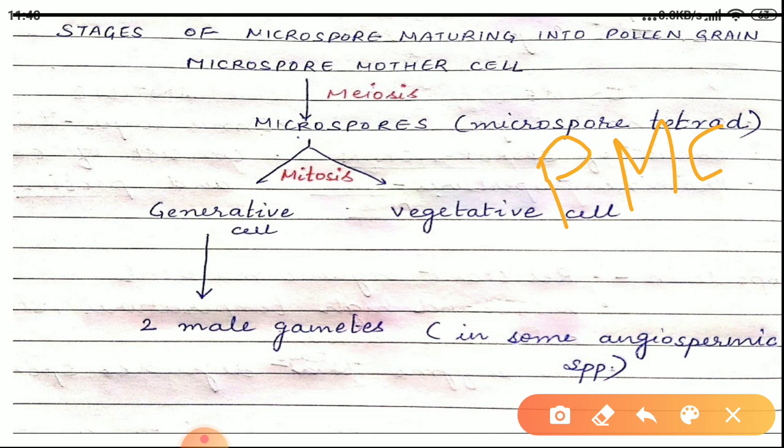It will further undergo certain changes to form male gametophyte or pollen grains. So we can summarize this process into a small term that is called microsporogenesis. Microsporogenesis is the process in which microspores are formed from microspore mother cell by the process of meiosis. And these microspores will now undergo certain changes to form male gametophyte, that is pollen grains.